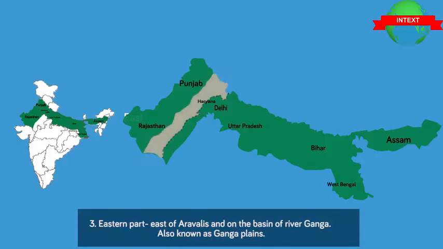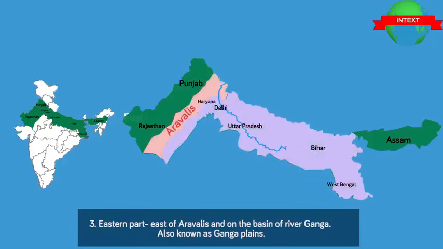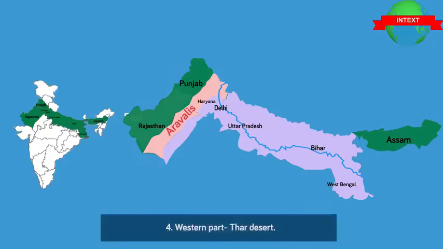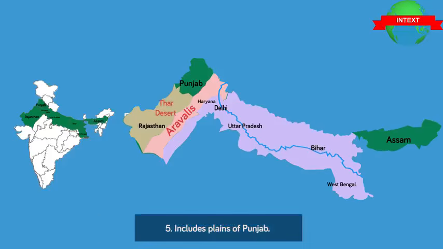3. The eastern part lies to the east of the Aravallis, is the basin of the river Ganga and is therefore known as the Ganga Plains. It slopes eastward. 4. The western part of the North Indian plains is occupied by desert. It is also known as Thar Desert or Marusthali. Most of Rajasthan is occupied by this desert. 5. To the north of the desert lie the plains of Punjab. This region is spread to the west of Aravallis and Delhi ranges.